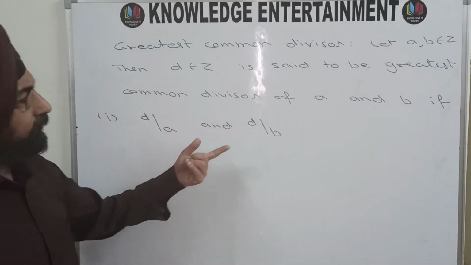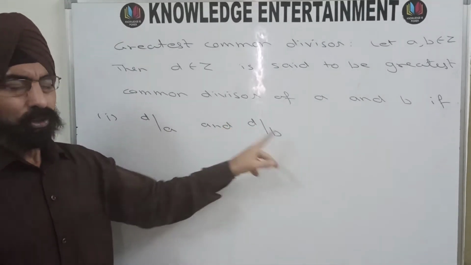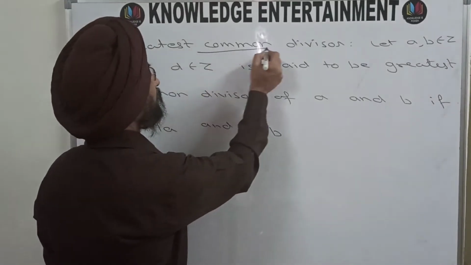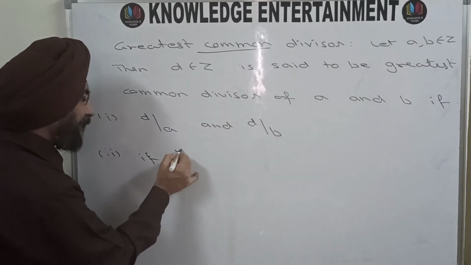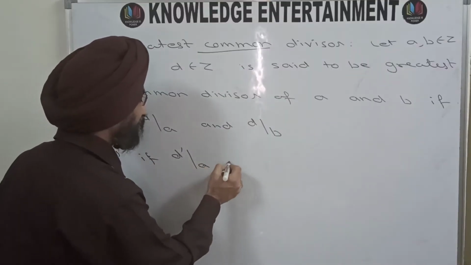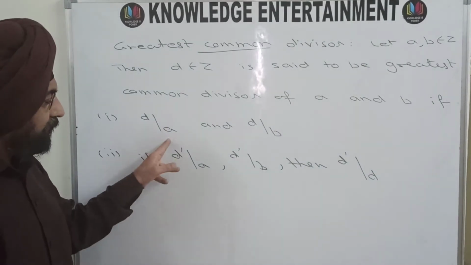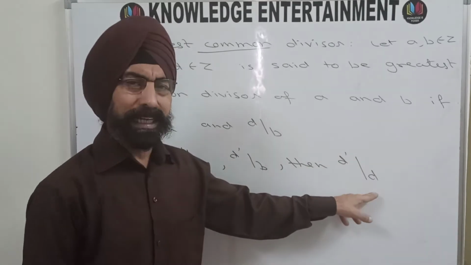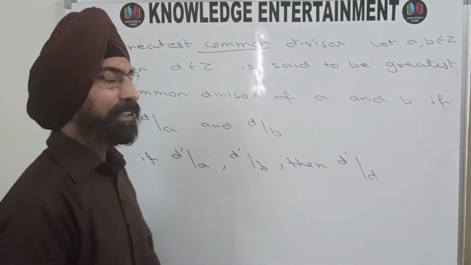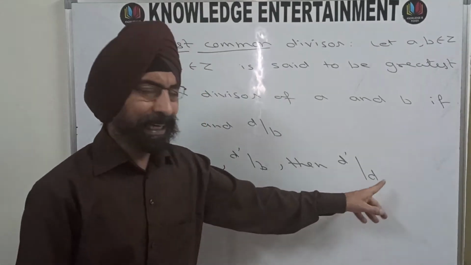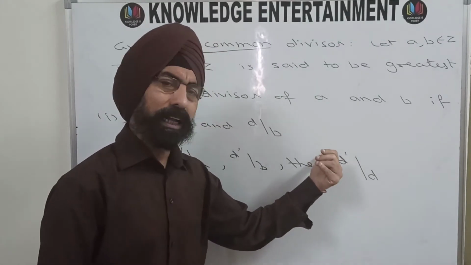And it justifies the word common. That means d is a common divisor of a and b: d divides a, d divides b. So it justifies the word common in the greatest common divisor. And the second condition is that if d dash is some other integer which also divides a as well as b, then d dash divides d also. That means d dash is either equal to d or d dash is an integer which is smaller than d, and it justifies the word greatest here because d is the greatest common divisor. If there is some other common divisor d dash, then it must be smaller than d and it must also be a divisor of d.